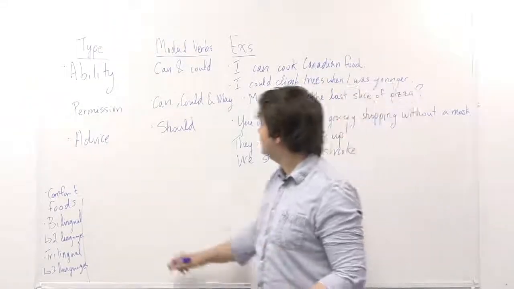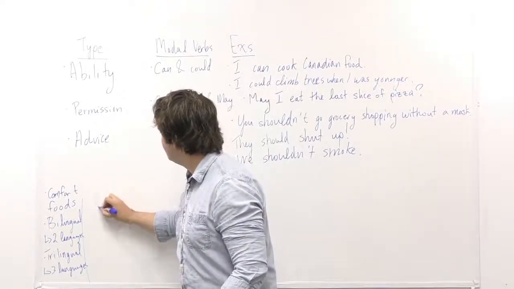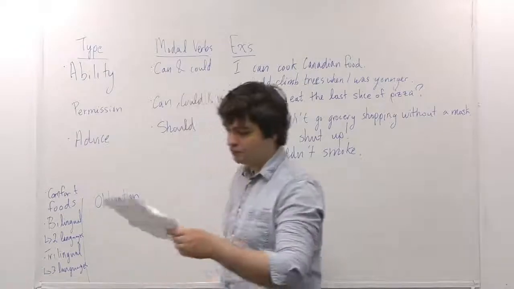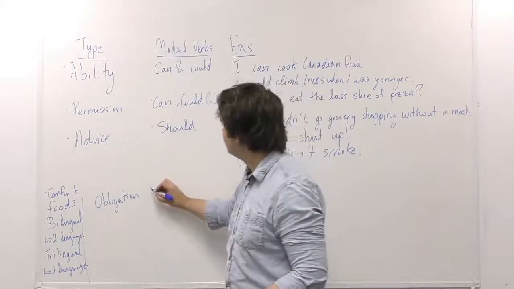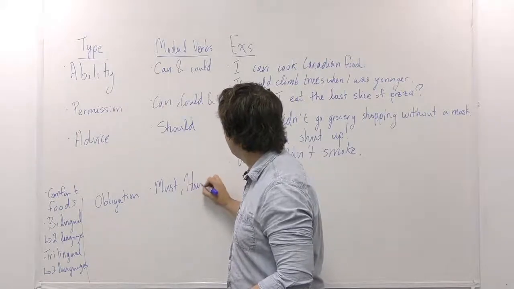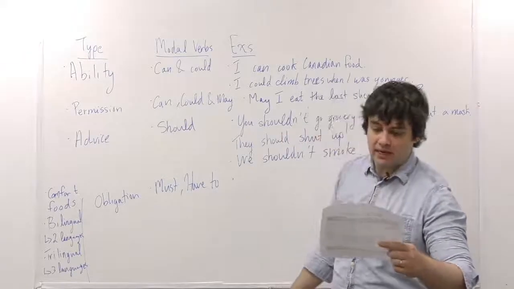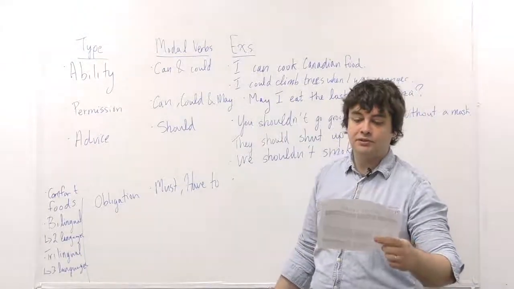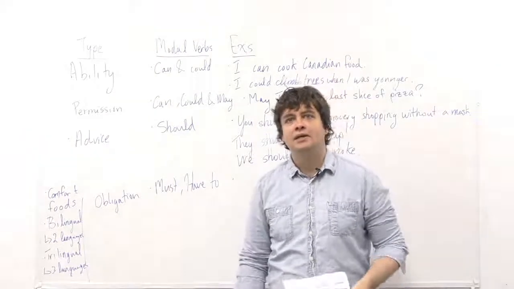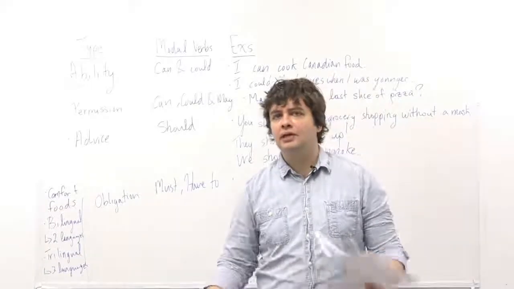We have obligation. Obligation, like a responsibility, something we must do, right? And our modal verbs for obligation are, of course, must and good old have to, right? Our example here is: I must memorize all of these rules about tenses. That's a very sad example, right? But it's kind of true when you're studying English or any language, right?